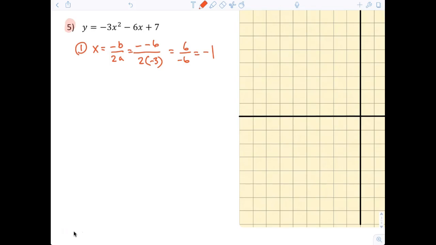All right. Now, Max, the vertex is the next point. And again, x equals negative 1. That's the axis of symmetry. Now for part 2, the vertex. So y equals negative 3 times negative 1 squared, plus 6 times negative 1, plus 7. Yes, just like that.